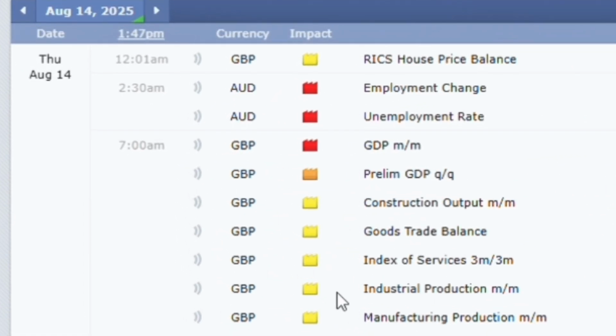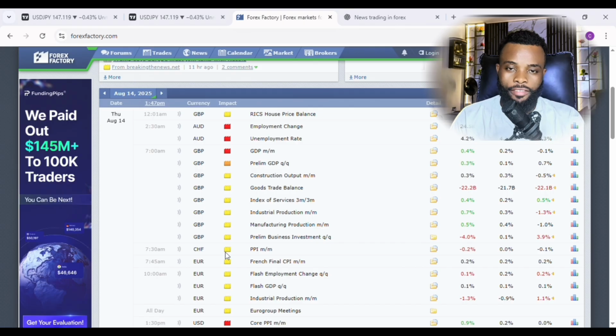Now, these different economic news items are being released in the market in different currencies. These different colors in the impact section have different impacts in the market. There are ones that affect the market, causing a major spike. There are ones that affect the market on average, which means they don't really move the market just like that, but they still move the market. And there are ones that literally don't have much impact in the market.